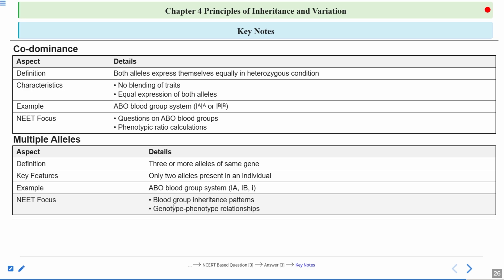Like we were talking about, in the ABO blood group system there are 6 genotypes and 4 phenotypes.